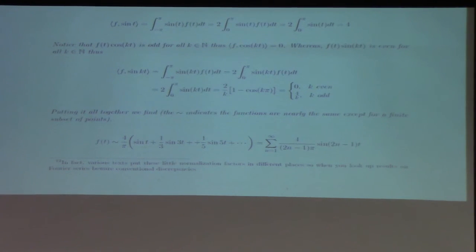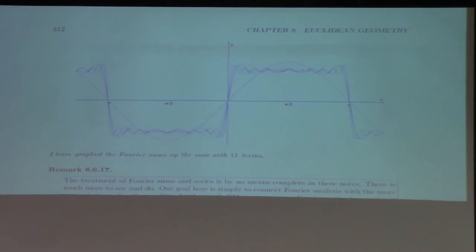This is a Fourier series. 4 over pi times sine t plus 1/3 sine 3t, and so forth and so on. This is a trigonometric representation of that step function. The graph of this is this.